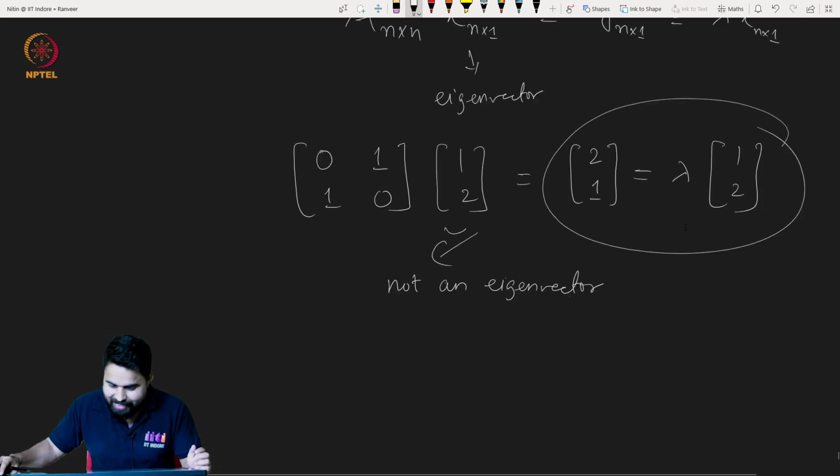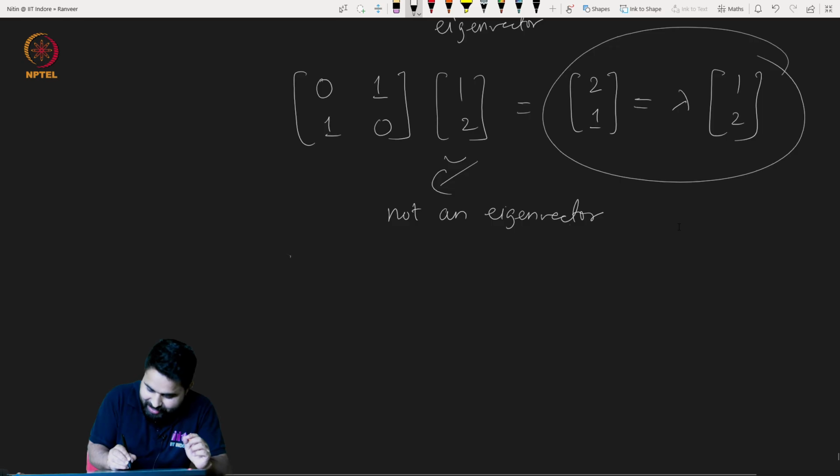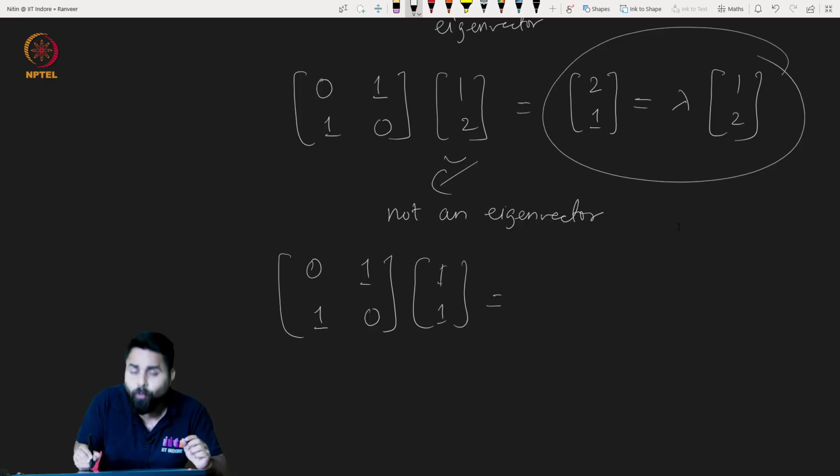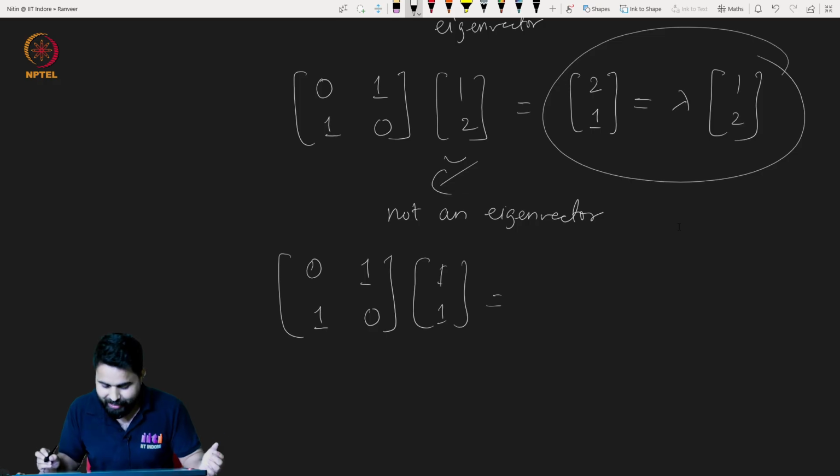Let us multiply with some other vector. Let us try our luck here: (0, 1), (1, 0). Let us this time try with this vector. What will be the output? Oh, the output will be (1, 1), right?